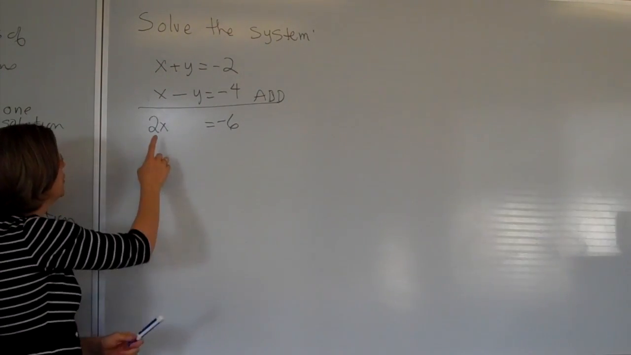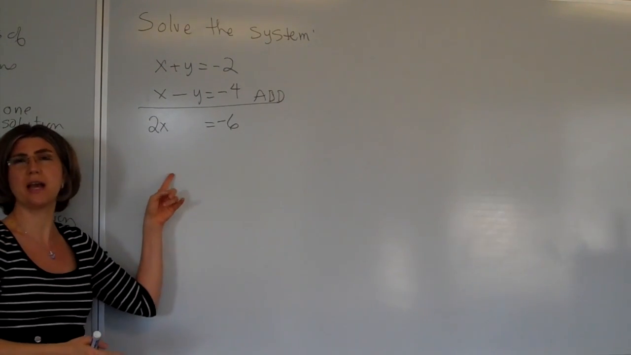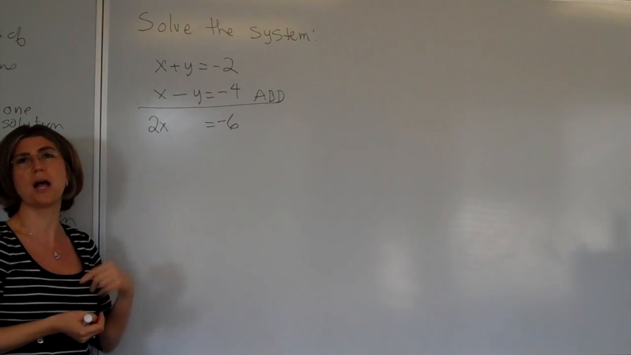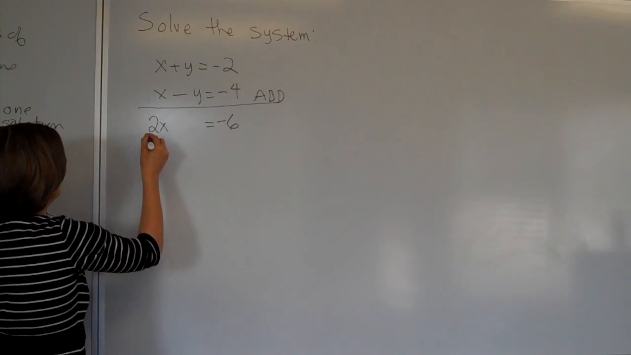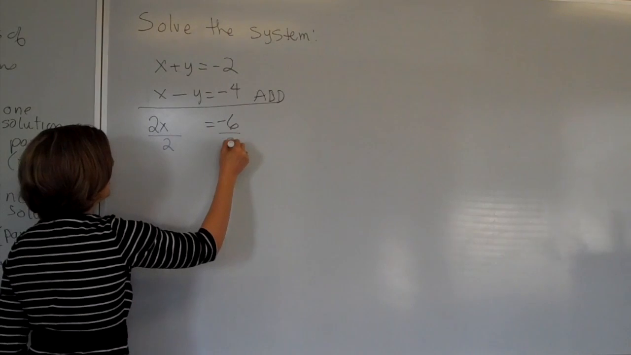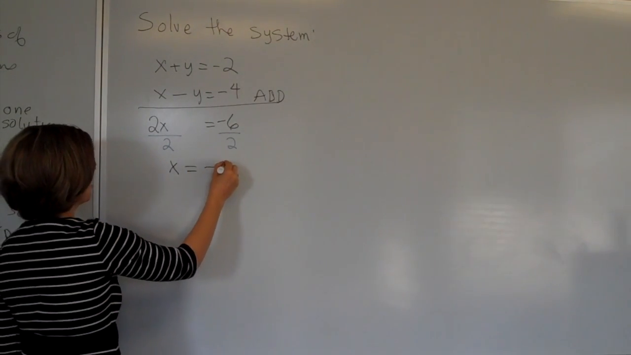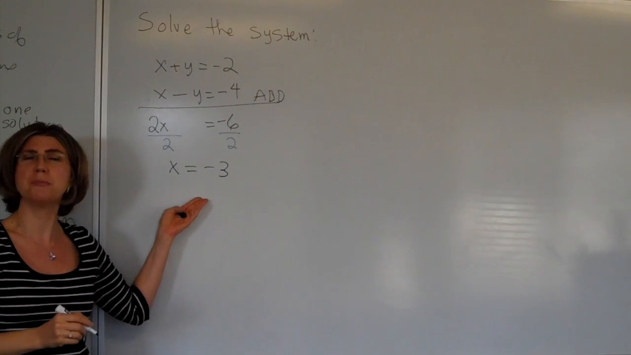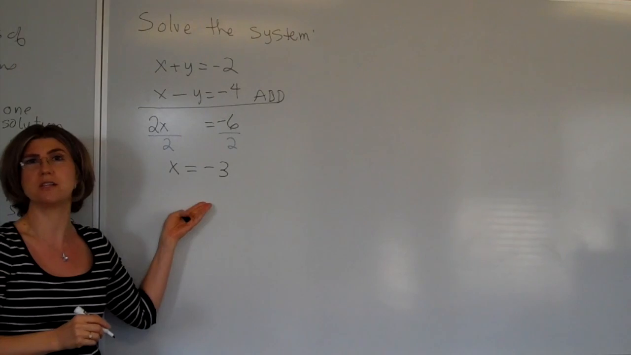So I would like to get the x alone to solve for x. As we are multiplying the x by 2, we want to undo multiplying by 2. So we want to divide by 2. And of course in math we do that on both sides. Divide by 2, divide by 2. And that gives us x is equal to minus 3. Now this is a number that will be part of our solution, but remember our solution will be a point, so this is only the first part of the solution.